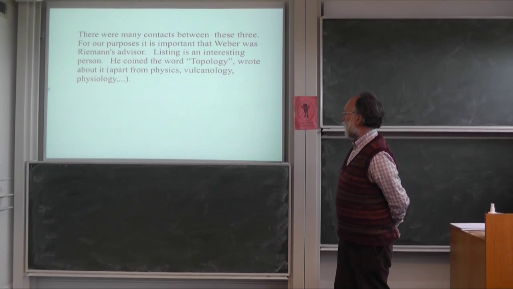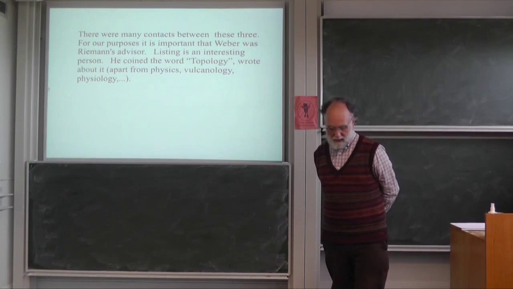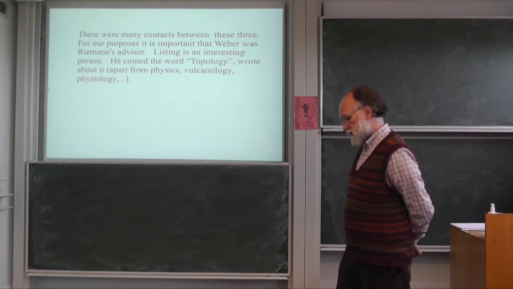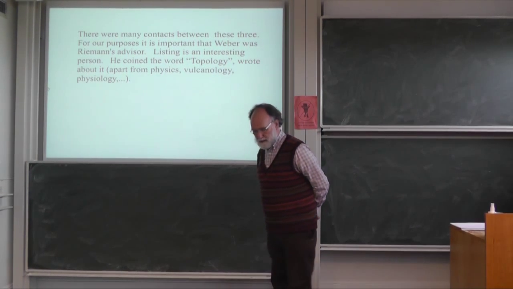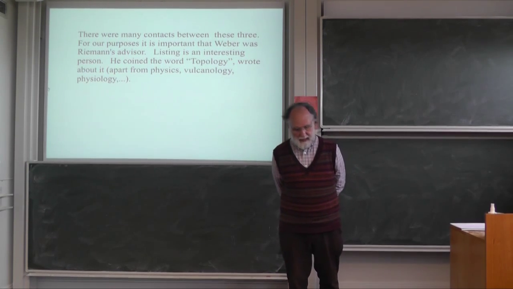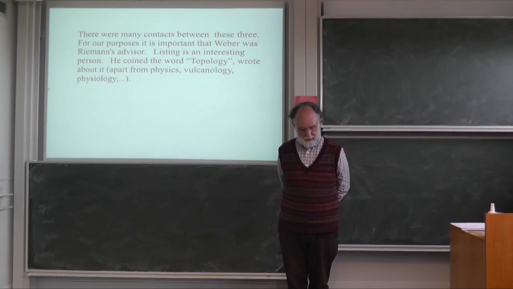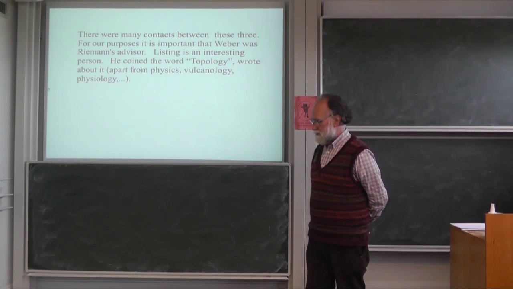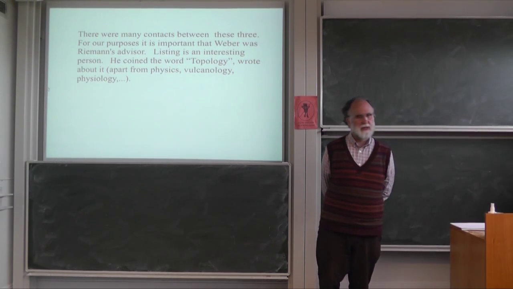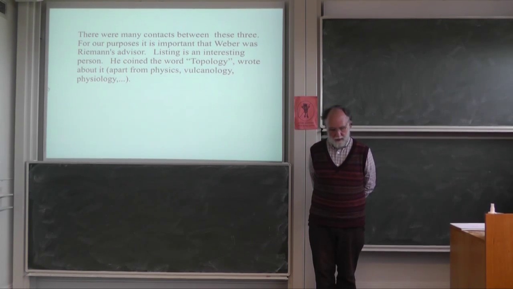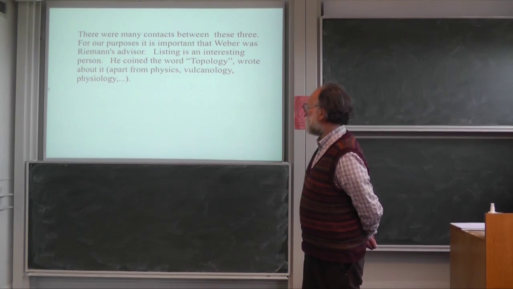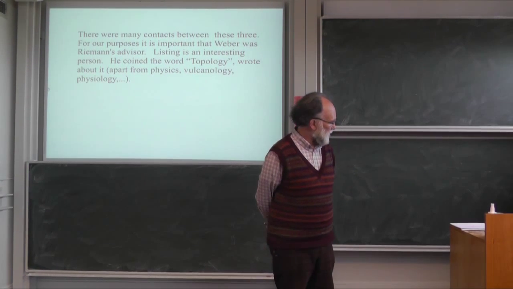Weber was Riemann's advisor, and he was able to stay on in Göttingen for a few years after the professors were thrown out, and he then became a professor in the early 1840s in Leipzig. Leipzig was where Möbius was, and in fact they had contact with one another. This has been unraveled by Moritz Zeppl, who is the best expert on the early history of topology.